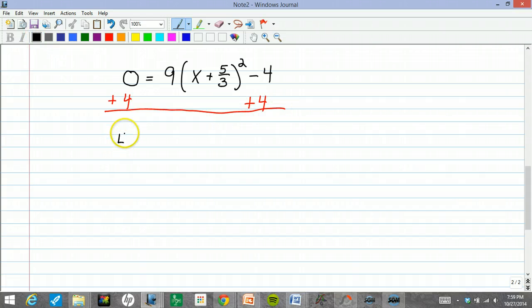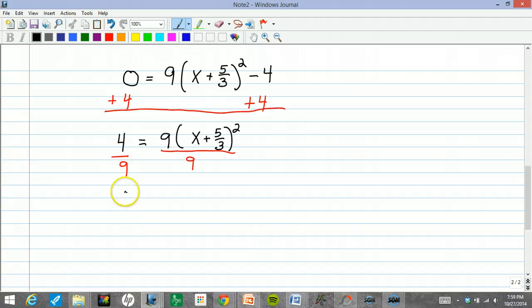And on the left we get 4 equals 9 times the quantity, x plus 5/3 squared. So start with a number, add 5/3, square it, then multiply by 9. Well, last thing we did was multiply by 9, so let's undo that. Divide both sides by 9.